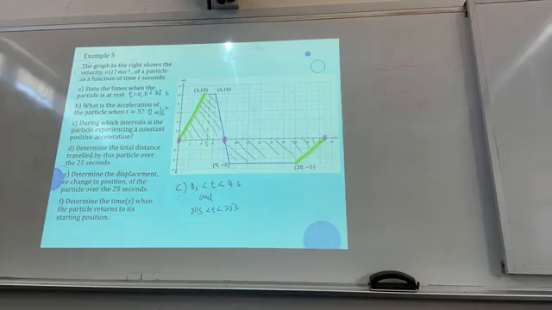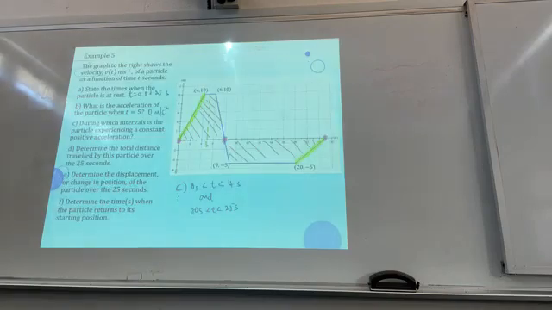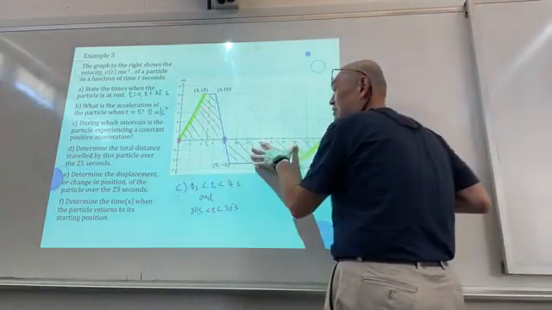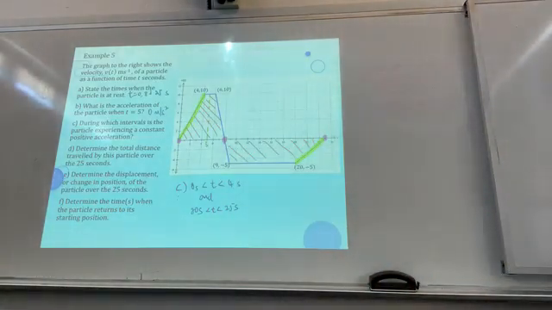The next one: determine the total distance traveled by the particle over 25 seconds. Total distance is the physical area, so you need to work out the physical area. That gives 120 meters. Here under this point is 50 already, and that is 70. We'll use it to answer the other two questions.